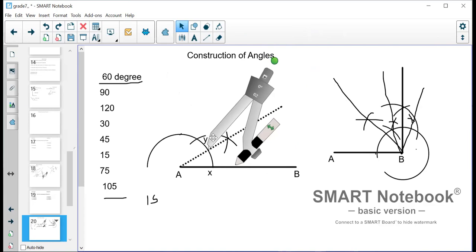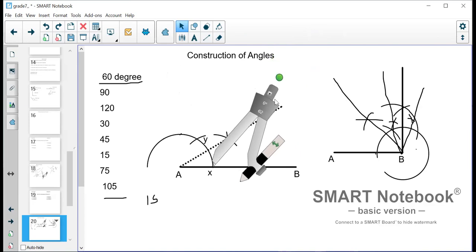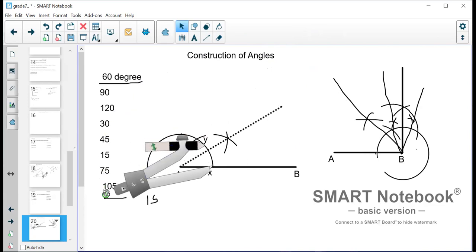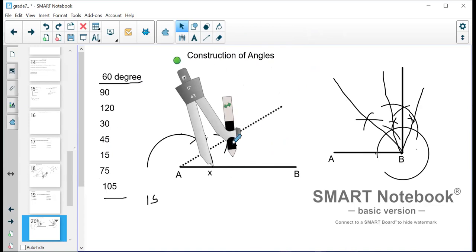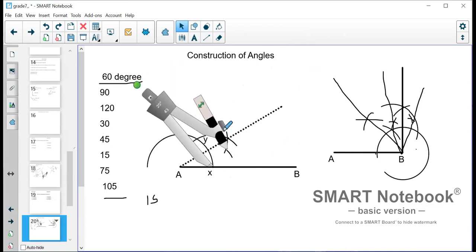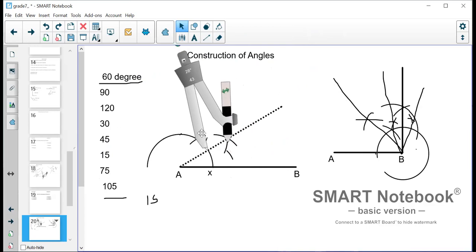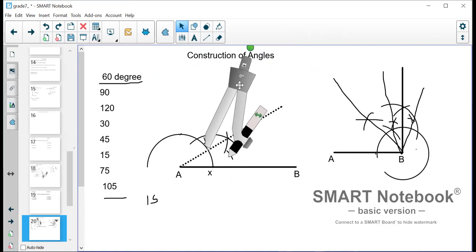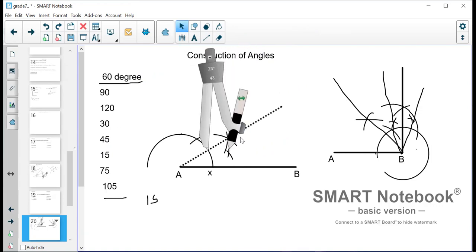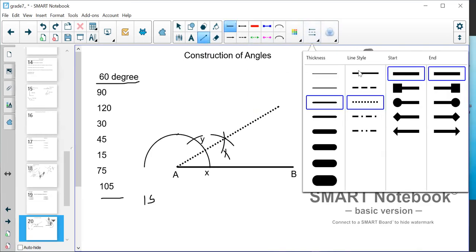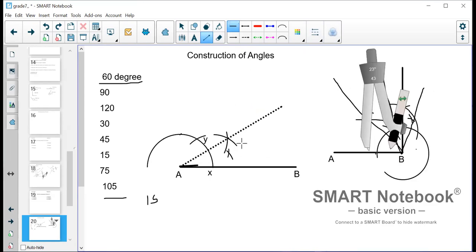So you go at 30 or at X, let's start from X first. Open to 30, or you don't have to be exactly at 30, and you scribe an arc in the middle. Then you go from 30 degrees, which is this point here, and you intersect that first arc. And you simply use your line, make it a bold line, and draw through that intersection. And there you have 15 degrees.